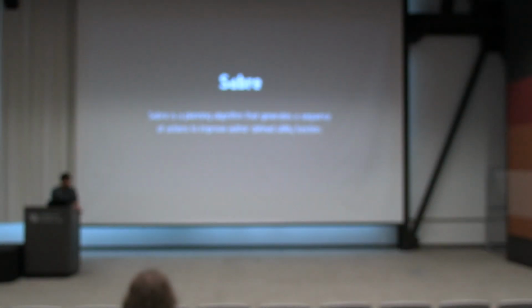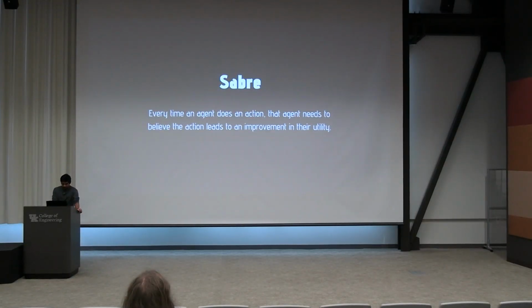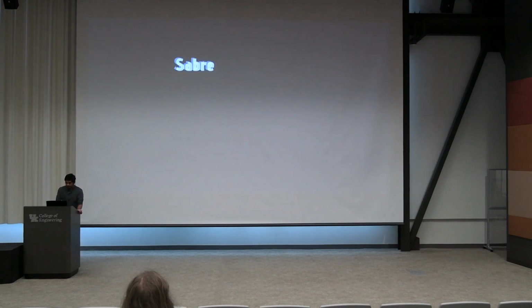Sabre can be categorized as a forward state space planning algorithm that generates a sequence of actions to improve an author-defined utility function. In Sabre, every time an agent does an action, that agent needs to believe the action leads to an improvement in their utility in a storytelling problem.